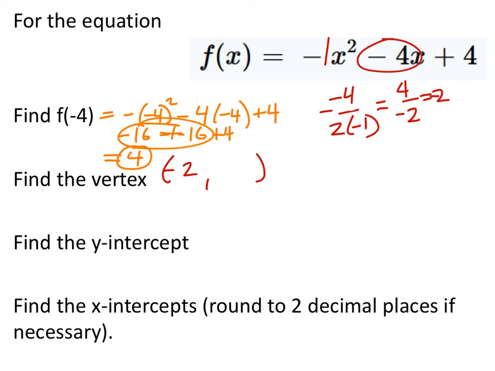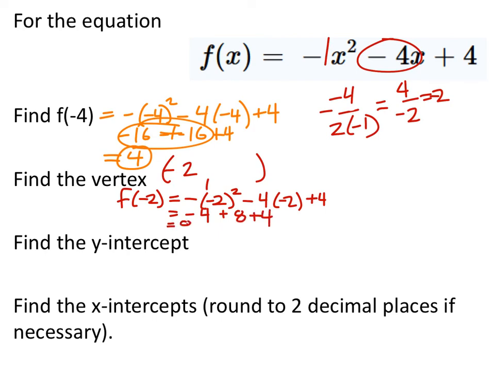So now I'm going to plug negative 2 into the actual expression and figure out what the y value is. So that'd be f of negative 2, which is negative of negative 2 squared minus 4 times negative 2 plus 4. So that's going to be negative 4 plus 8 plus 4, which is 8. And there is our vertex.